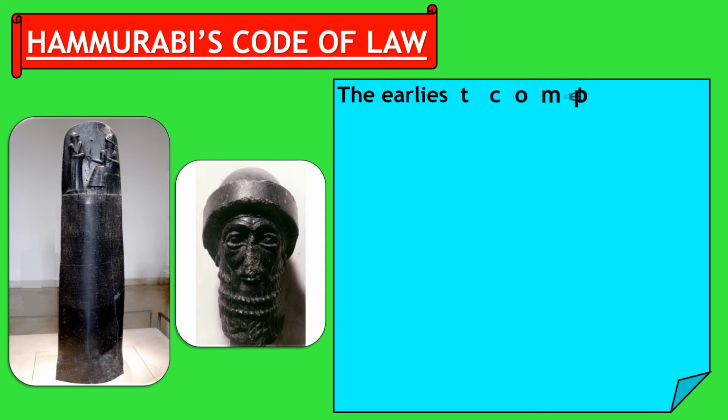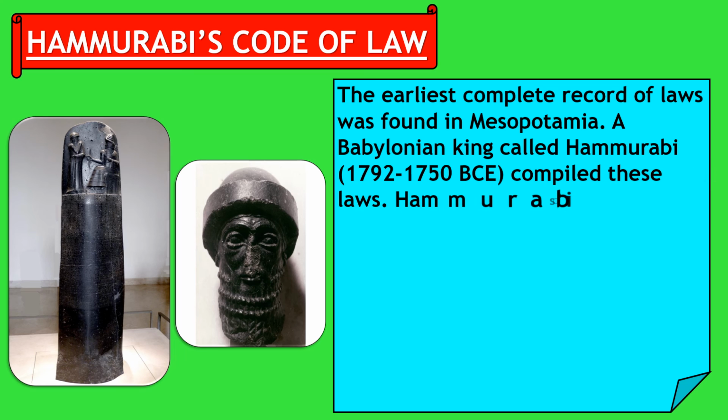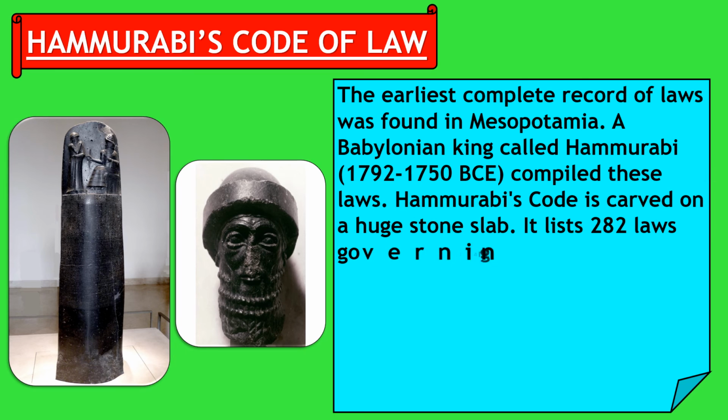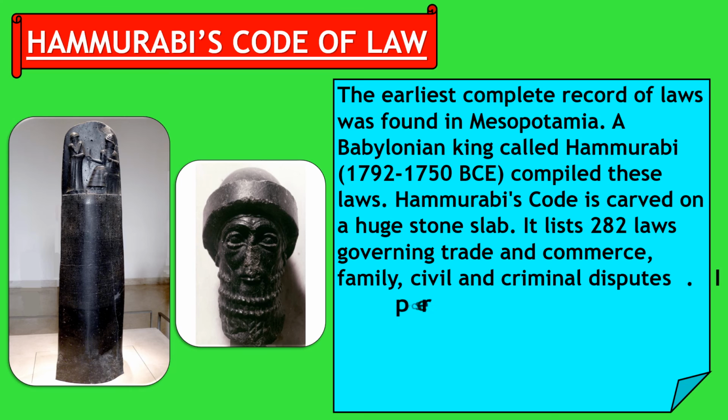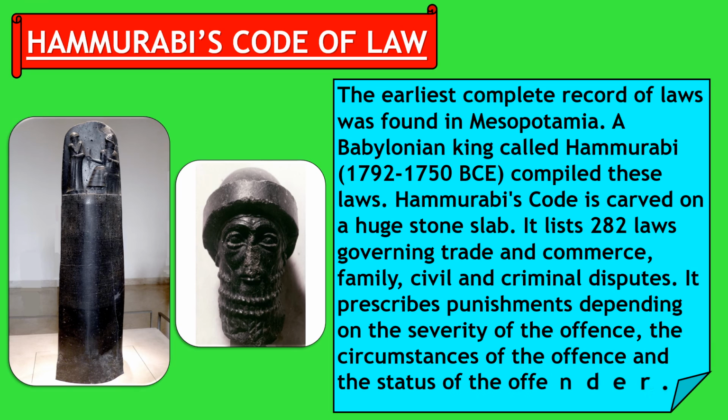Hammurabi's Code of Law. The earliest complete record of laws was found in Mesopotamia. A Babylonian king called Hammurabi, 1792 to 1750 BCE, compiled these laws. Hammurabi's code is carved on a huge stone slab. It lists 280 laws governing trade and commerce, family, civil and criminal disputes. It prescribes punishments depending on the severity of the offense, the circumstances of the offense, and the status of the offender.